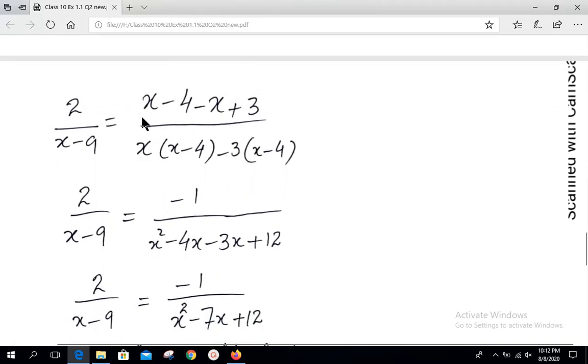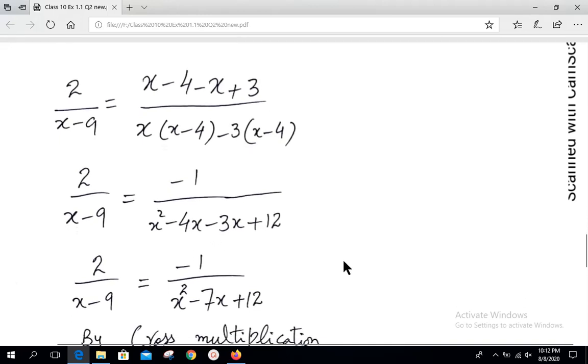From here, minus x and plus x will cancel. At the place of numerator we are left with minus 4 plus 3, that gives us minus 1. Now opening these brackets, we get x square minus 4x minus 3x plus 12. Making the simplification, we get minus 4 minus 3 as minus 7x, no other change.